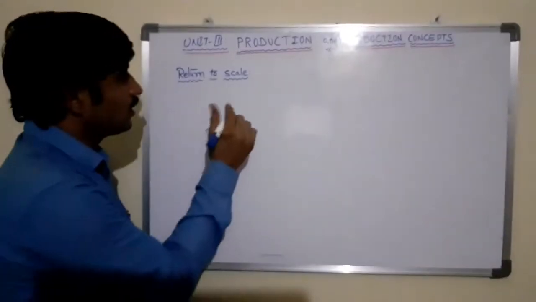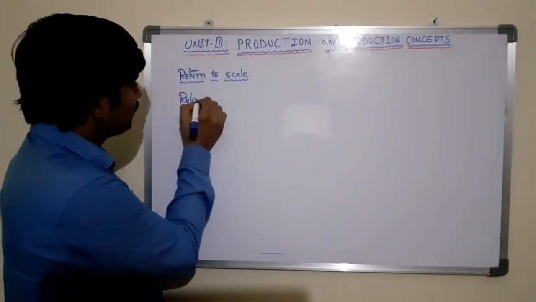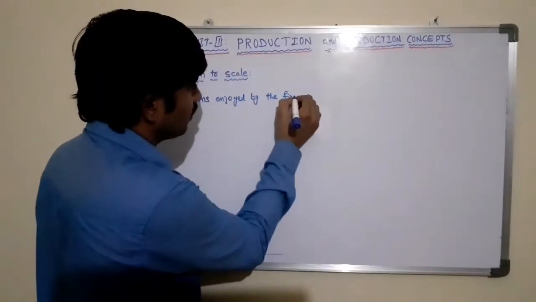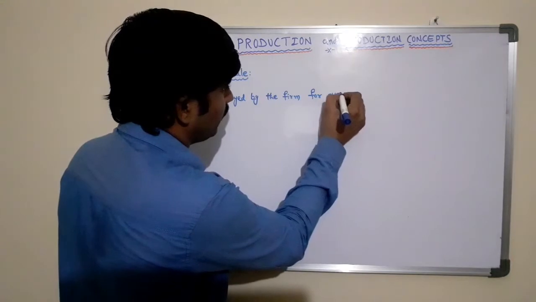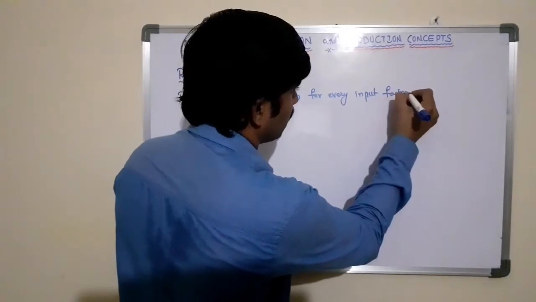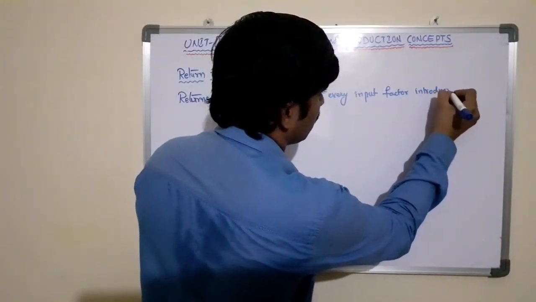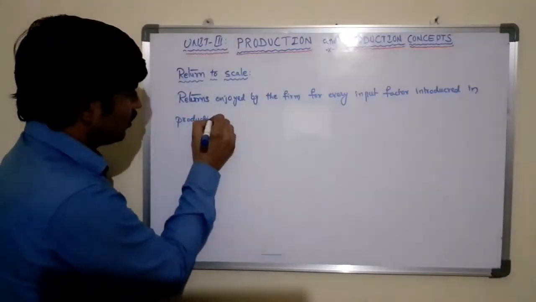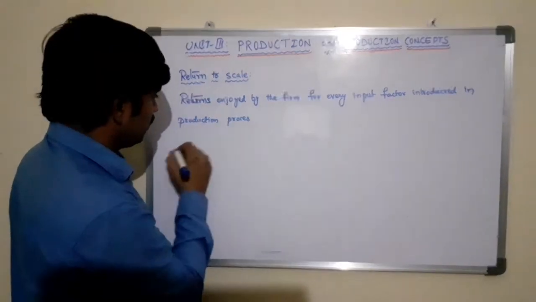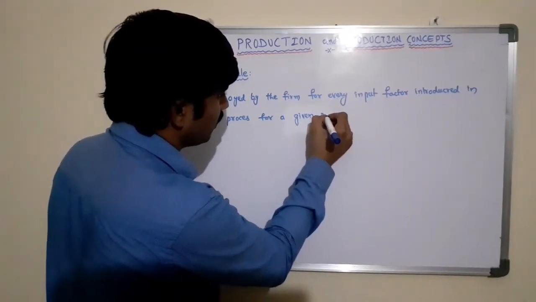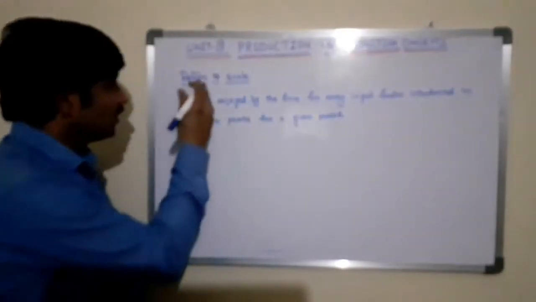Simply, how can you define returns to scale? Returns enjoyed by the firm for every input factor introduced in the production process for a given period is known as returns to scale.